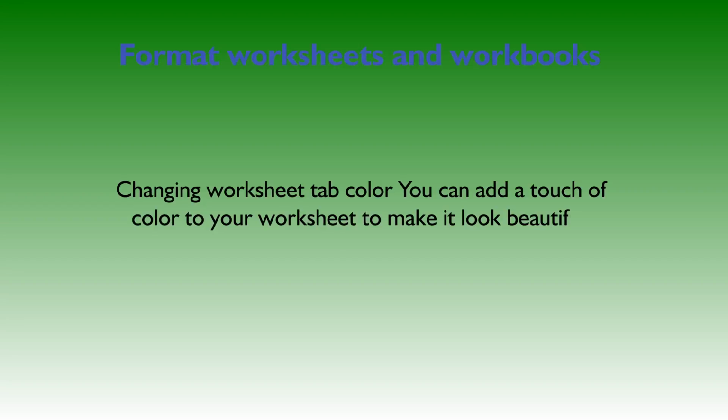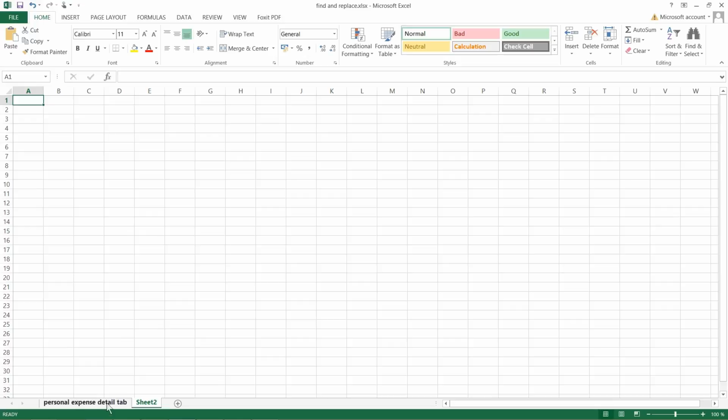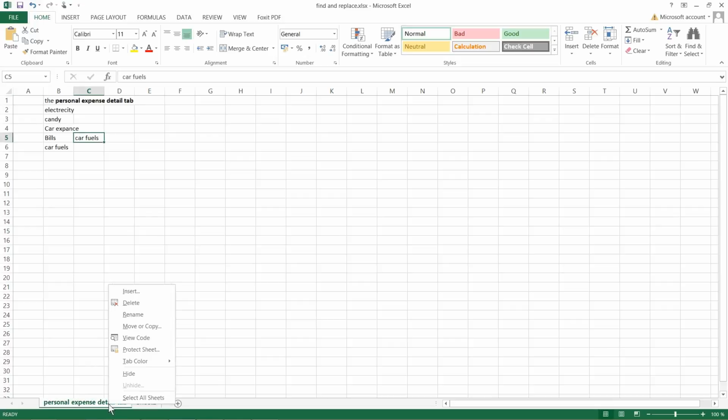Changing worksheet tab color. You can add a touch of color to your worksheets to make it look beautiful, organized, and easy to navigate. To add color to the worksheet tab on our sample file, we will do the following. 1. Right-click on the Worksheet tab and click on Tab Color.